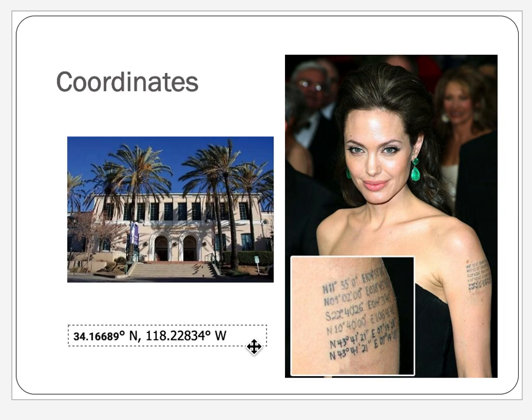minutes, and seconds format. For Angelina Jolie, we can see here on her arm, she has specific coordinates based on the format of degrees, minutes, and seconds. Here we can see 43 degrees, 41 minutes, and 21 seconds north. Later in lecture, we're going to go over how you can convert between decimal degrees and degrees, minutes, and seconds format.